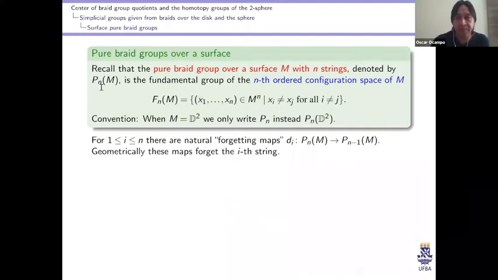The notation is Pn of M, and when we have the disk, the classical Artin braid groups, we just write Pn instead of Pn of D2. There are natural forgetting maps when you forget one string. These forgetting maps are d_i, when we are forgetting the i-th string. Geometrically, it's just forgetting one string, and from the point of view of the configuration spaces, we are forgetting one coordinate.